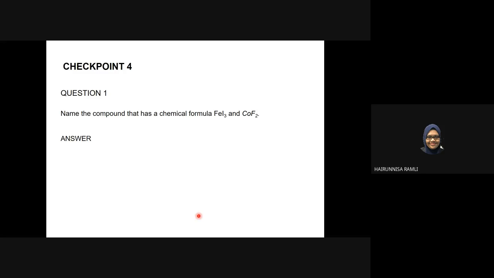Okay, so how about this? Checkpoint. Question 1. Name the compound that has a chemical formula FeI3 and COF2. FeI3, what is its name? Iron 3 iodide. Ha, correct. How about COF2? Cobalt 2 fluoride. Here many students sometimes don't know, maybe it's the writing, you have to write it carefully.